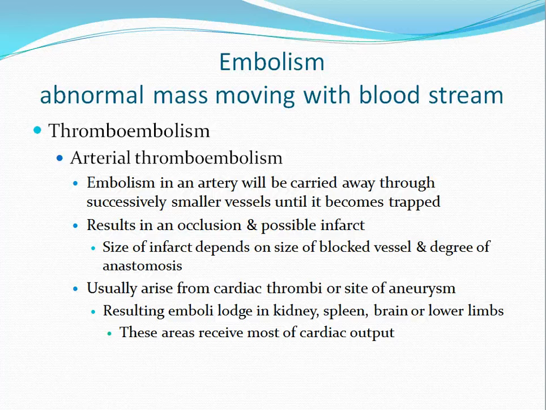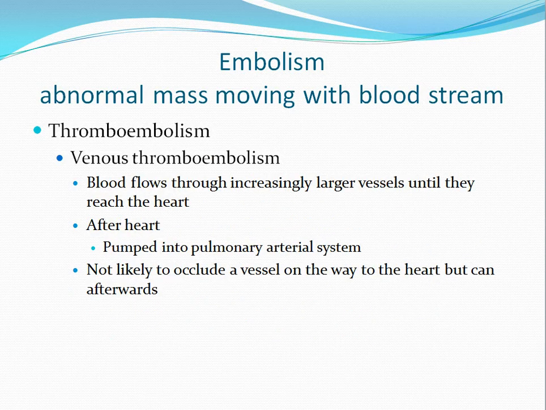The size of the infarct depends on the size of the blocked vessel and the degree of anastomosis in the affected tissue. Usually, arterial thromboembolisms arise from cardiac thrombi or the site of an aneurysm. The resulting emboli are likely to lodge in the kidney, spleen, brain, or lower limbs, because these areas receive a large part of the cardiac output.